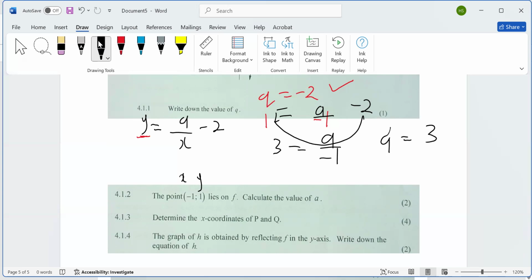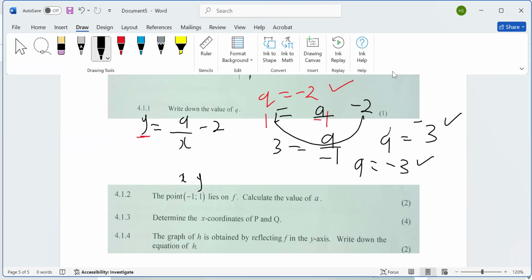Then they will give you 1 mark for substituting the 1 and the -1. And then they will also give you 1 mark for saying a is equal to -3. So we say a is equal to -3. There's 2 marks for this.